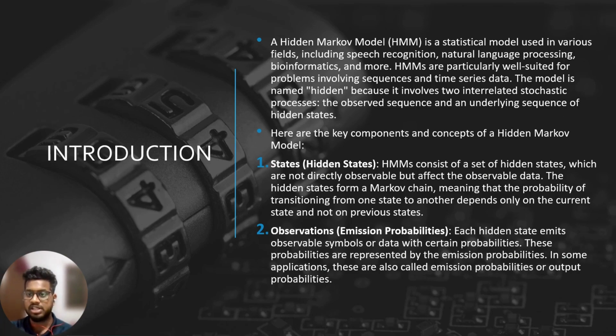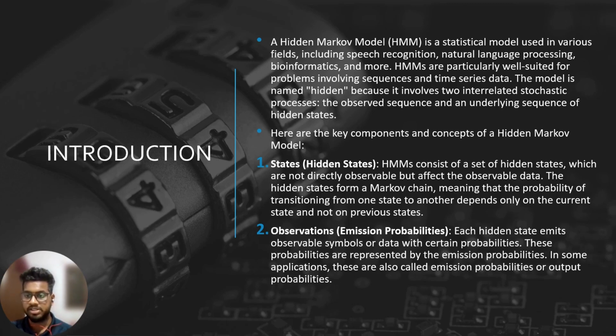A Hidden Markov Model is a statistical model used in various fields, including speech recognition, natural language processing, bioinformatics, and many more. HMMs are particularly well suited for problems involving sequences and time series data. The model is named hidden because it involves two interrelated stochastic processes, the observed sequence and an underlying sequence of hidden states. Here are the key components and concepts of a Hidden Markov Model.